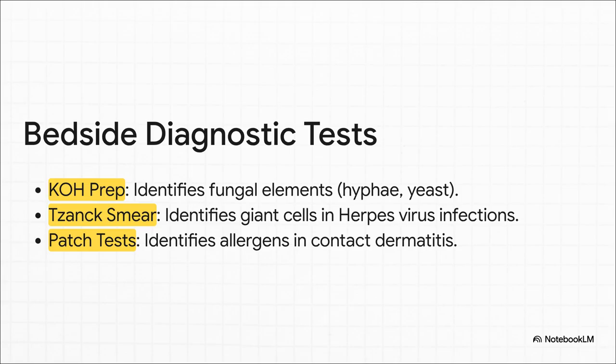And don't underestimate these simple in-office tests. They're incredibly powerful. A KOH prep is great for fungus. You scrape some skin, add a drop of potassium hydroxide, and it basically dissolves the skin cells, leaving the fungus behind to see under the microscope. A Tzanck smear is for viruses like herpes. You're looking for these very specific giant cells. And of course, patch testing is how you nail down the exact culprit in an allergic contact dermatitis case.